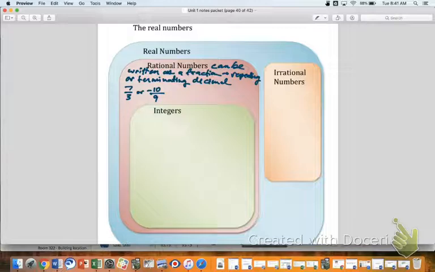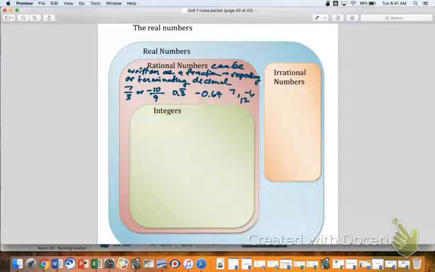Repeating or terminating decimal, 0.3 repeating, so the 3 just goes on and on forever, or -0.64. If it just stops right there, if there are no more decimal numbers, then that would also be a rational number. And then other types of rational numbers would be like 7, -6, 12. Those are all rational numbers because all three of those can be written as fractions as well.